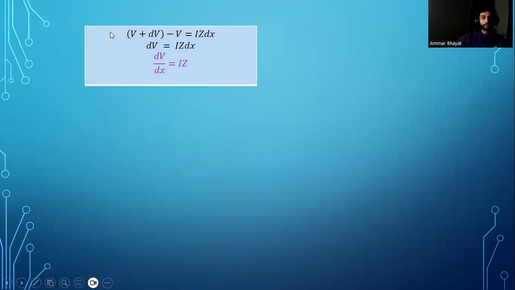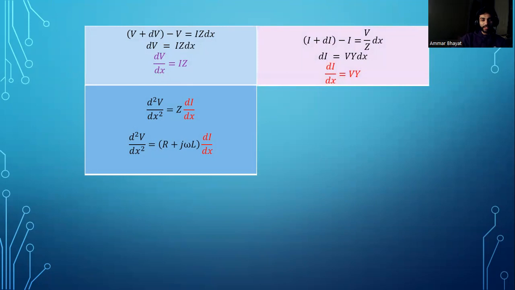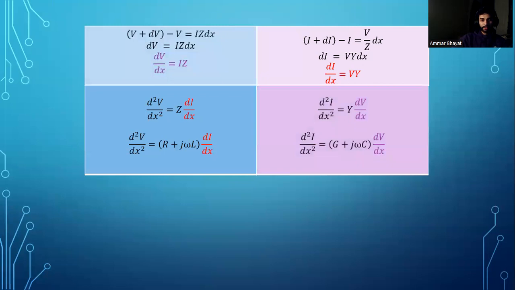Now we can cancel our V and minus V, and we're left with dV is equal to IZ times dx. Solving for dV by dx, we get I times Z. We can take our second derivative, and we need to remember that Z is constant throughout this structure, and only our current will be changing with respect to x. That's where our derivative gets distributed to just dI by dx. We can substitute in our impedance equation R plus j omega L. We can do the same thing for our currents: I and minus I cancel out, and we solve for dI by dx is equal to V times Y. Take our second derivative, remembering that our admittance stays constant, so we're just going to have dV by dx.